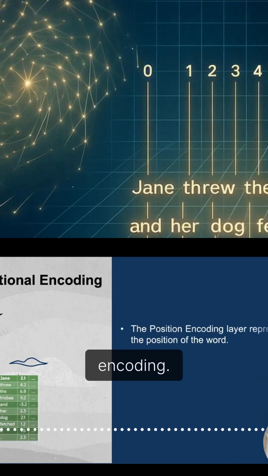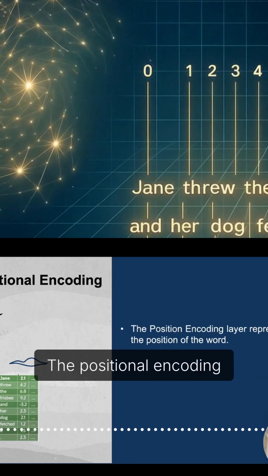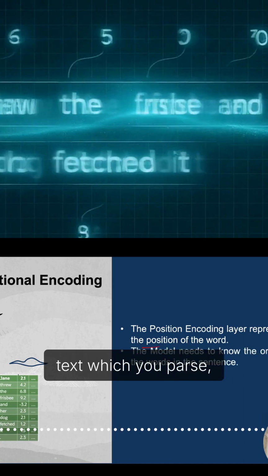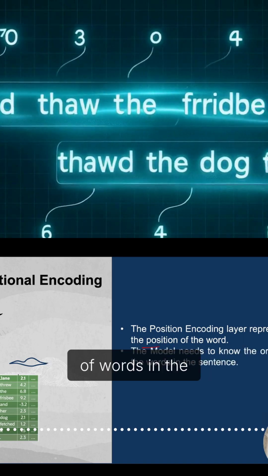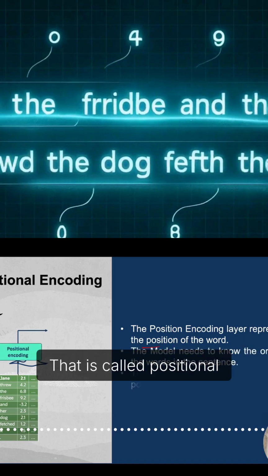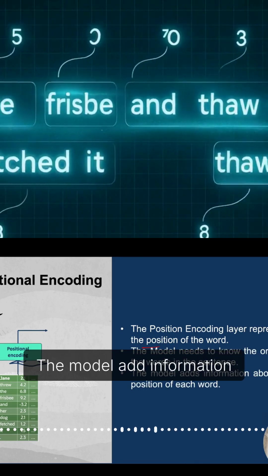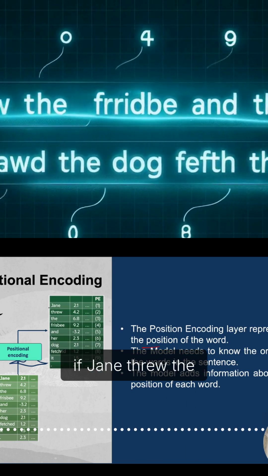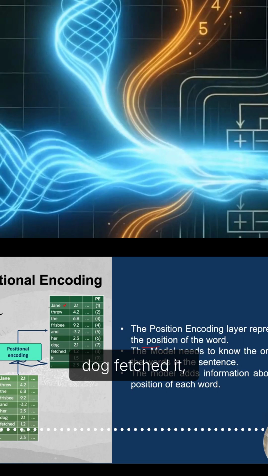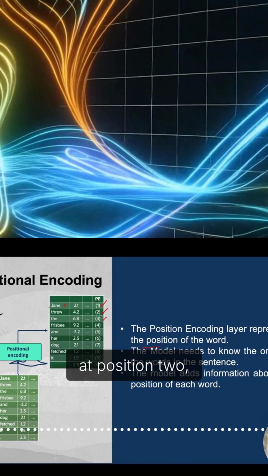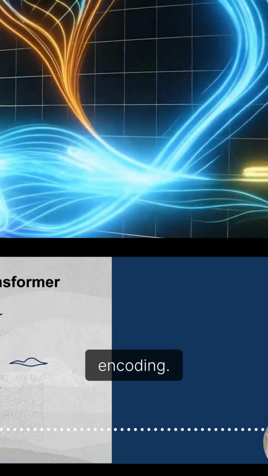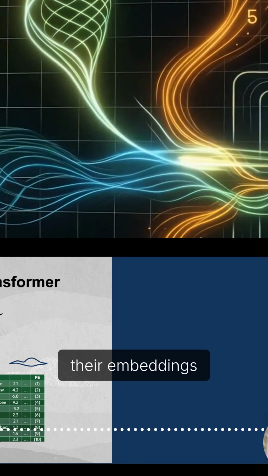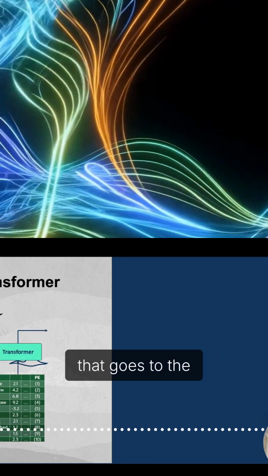Then positional encoding. The positional encoding layer represents the position of each word in the sentence, in the text which you pass, because the model needs to know the order of words in the sentence. That is called positional encoding. The model adds information about the position of each word in the sentence, which means, for example, if Jane threw the frisbee and her dog fetched it, this is appearing at position 1, this is appearing at position 2, and so on and so forth. That is positional encoding. Now these tokens, their embeddings and the positional encoding, go to the transformer.